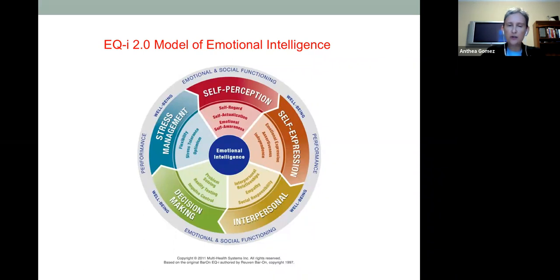And a little factoid, because this EQI model is based on decades of research. It has been found through the research that men rate higher than women on these two areas. They rate themselves higher in terms of self-regard and stress tolerance, whereas women rate themselves higher than men in the areas of empathy, interpersonal relationships, and social responsibility. Just something to sort of differentiate there.